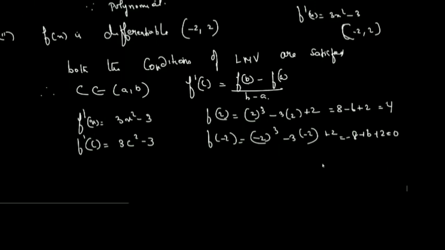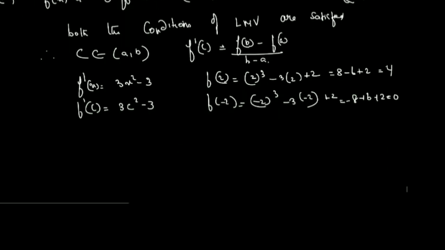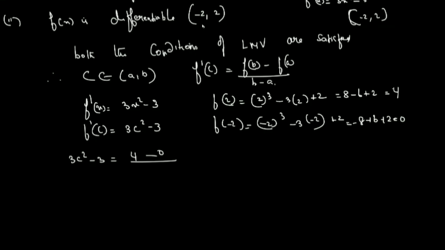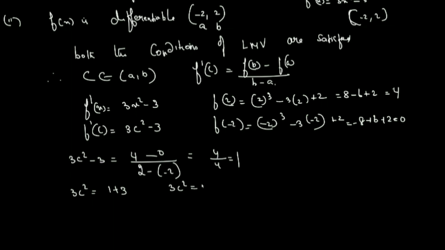So we get 0. Now substitute: f dash of c is 3c square minus 3, equal to f of b, which is 4, minus f of a, which is 0, by b minus a. Here b minus a is 2 minus minus 2, that is 4. So 4 by 4 is equal to 1. So 3c square is 1 plus 3, so 3c square is 4, c square is 4 by 3, so c is 2 by root 3. Multiply and divide by root 3, and you get 2 by 3 root 3.